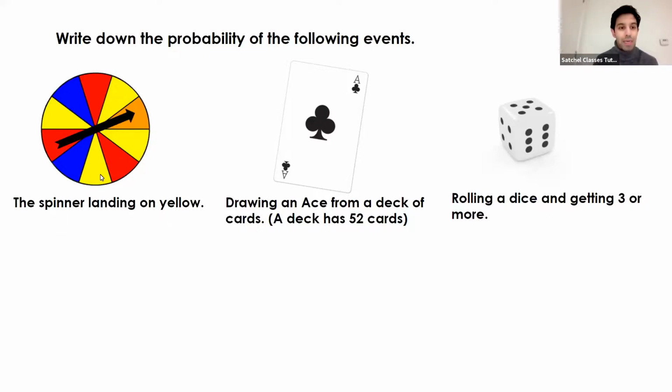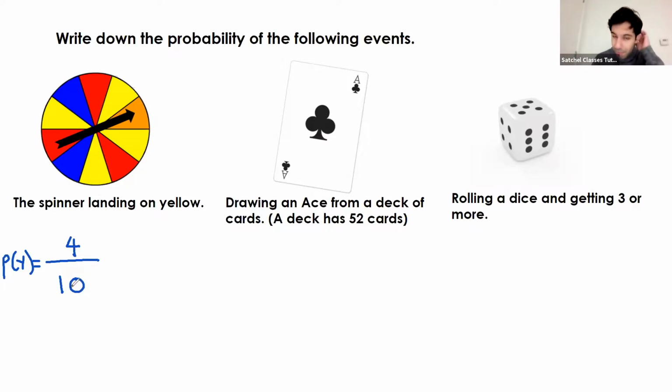Our desired outcome is yellow, and the total number of possible outcomes is going to be 1, 2, 3, 4, 5, 6, 7, 8, 9, 10. So if I work out the probability here, we said the number of desired outcomes divided by the total number of outcomes. We have 10 possible outcomes and 1, 2, 3, 4 yellow sectors here. So the probability of the spinner landing on yellow is 4 out of 10. We can say probability of Y or yellow is 4 out of 10.